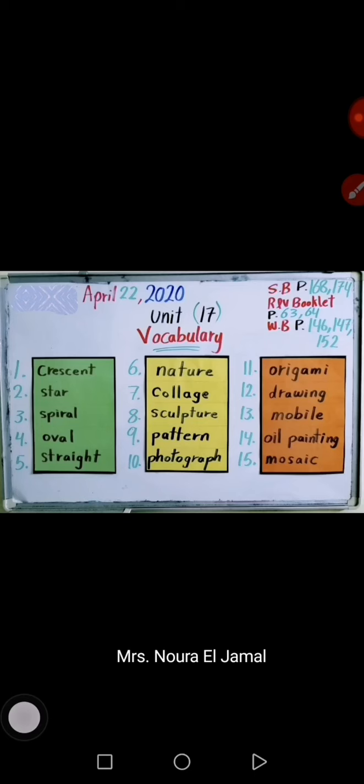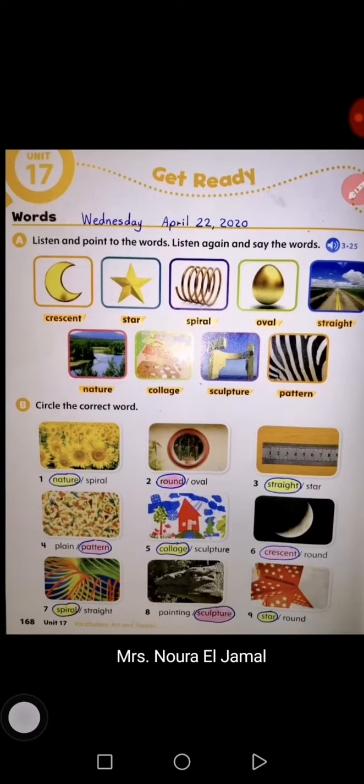8, sculpture. 9, pattern. 10, photograph. 11, origami. 12, drawing. 13, mobile. 14, oil painting. 15, mosaic. Now after we read all the 15 words, let's move to the meaning of the words.